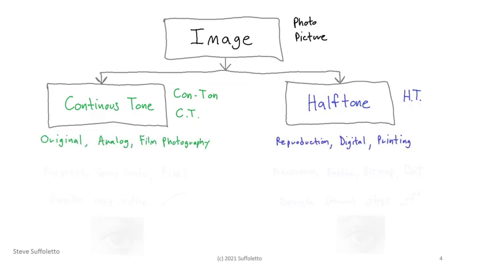So continuous tones are the original. They can be analog, and typically they are film photography. The halftone is the reproduction. It's digital, and it's printing. Prepress has the grayscale, which gets converted into pixels, and the press room has the raster, which gets converted into a bitmap, which gets converted into a dot.